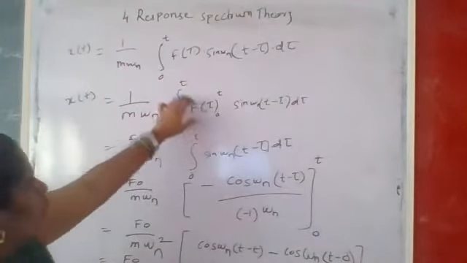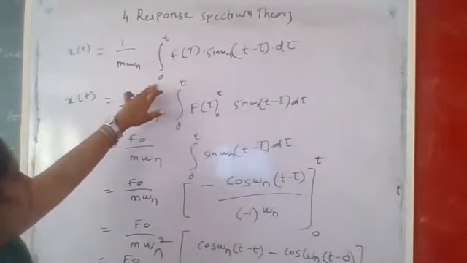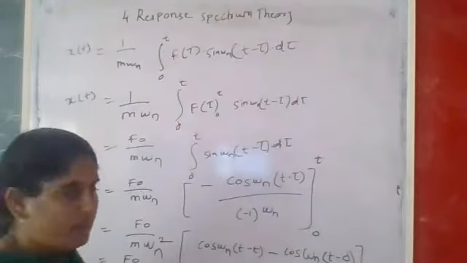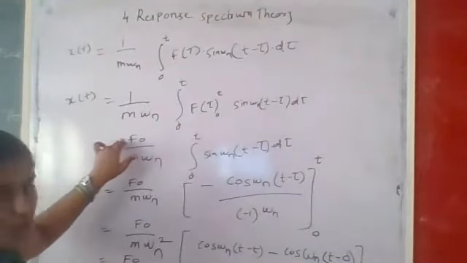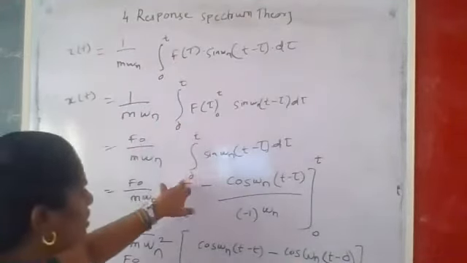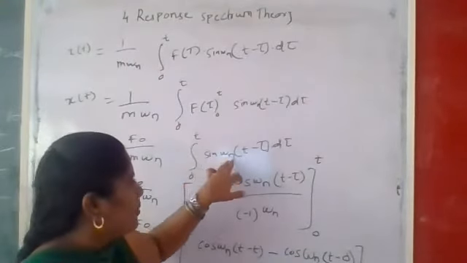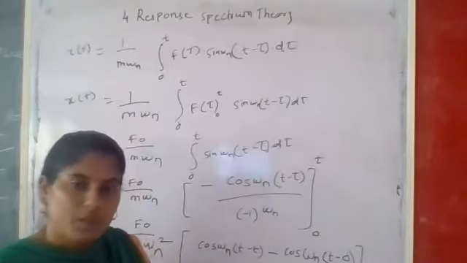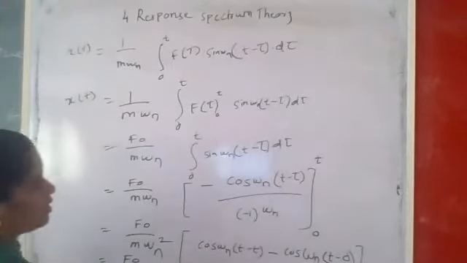That f of tau is f naught, the value that becomes f of t, that is the force. So I have taken it outside, as it is a constant value. The remaining term is the integration from 0 to t of sine of omega n into (t minus tau) with respect to d tau. So we have to take the integration with respect to tau. How do we take it?